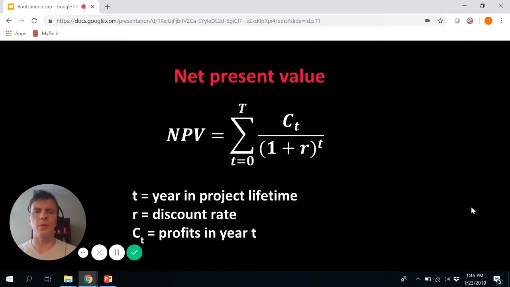So remember, net present value is equal to the summation of discounted cash flows over the expected lifetime of the project. So we're adding up everything on the right-hand side. That's what that Greek symbol means. The only thing that's potentially changing every year is the value in the numerator, the profits in year T, and also the exponent in the denominator, the value of T itself. That means we're discounting more heavily, as the value of the denominator gets larger and larger as we go out into the future.